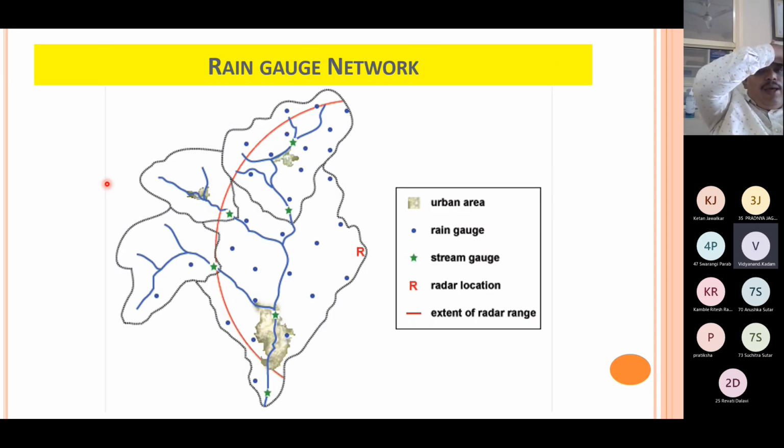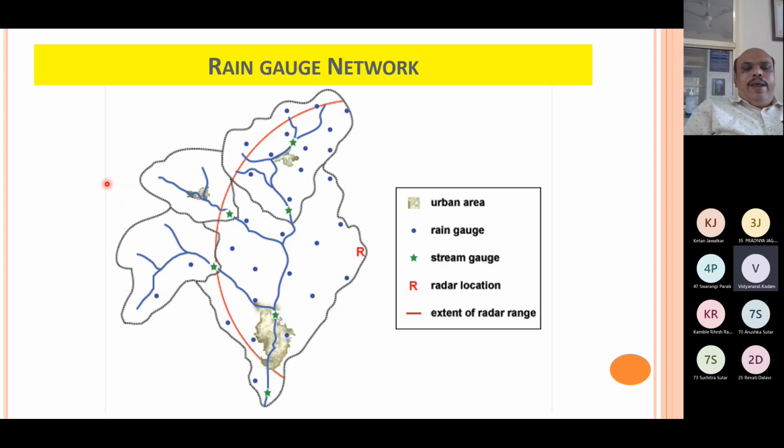After this, we are going to study the next point, the term rain gauge network. This is also known as rain gauge density. Rain gauge network or rain gauge density. Now on the screen, you can see a figure. What this figure shows is a watershed.